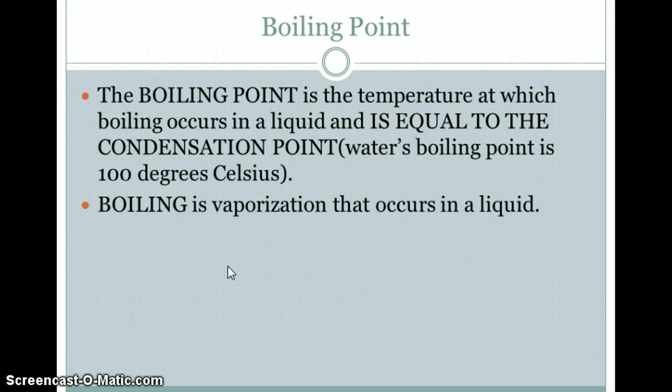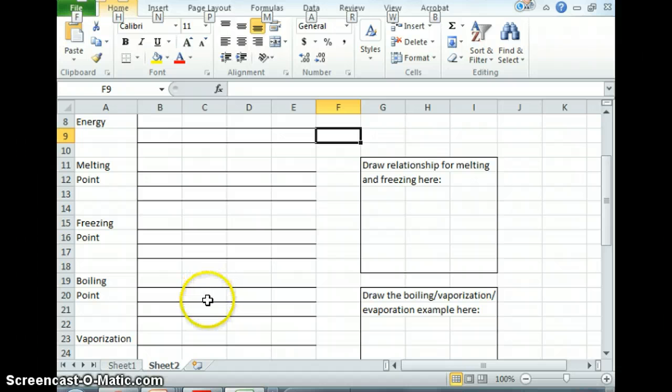Okay, the next one is the boiling point. So the boiling point is the temperature at which boiling occurs in a liquid and is equal to the condensation point. And water's boiling point is 100 degrees Celsius. So the boiling point is basically the temperature where you get the bubbles in the liquid, and it's also equal to the condensation point. So it has a counterpoint just like the other ones do. Okay, so that's going to go in here.